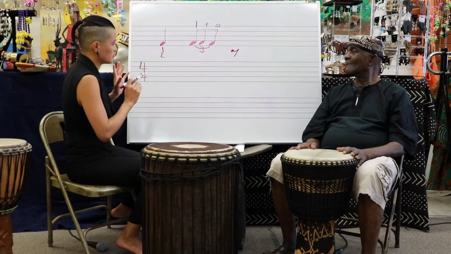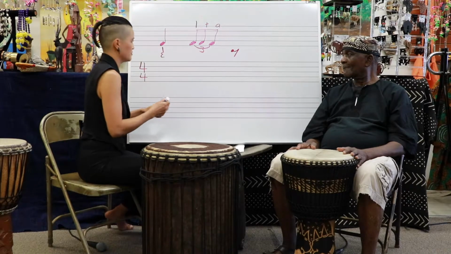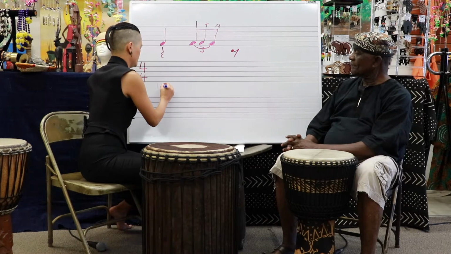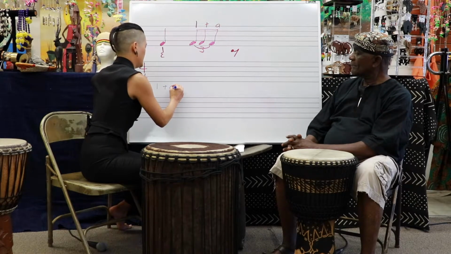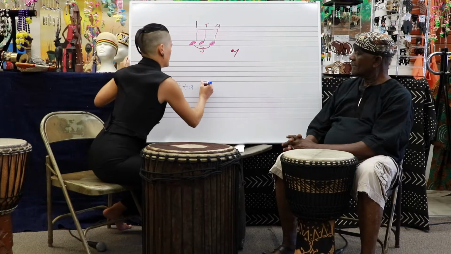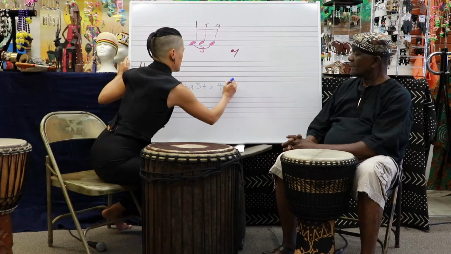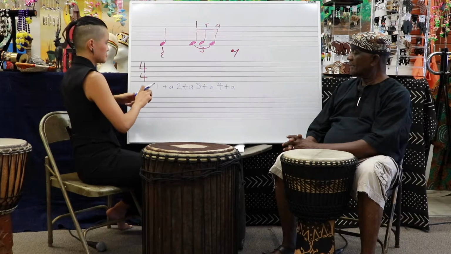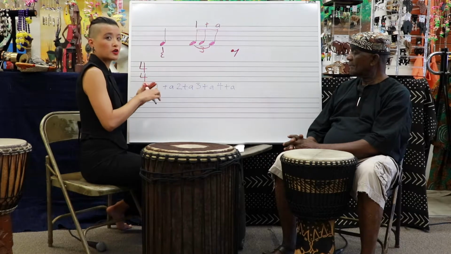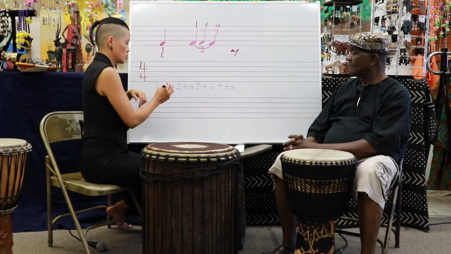I'm going to write out those counts first so that it makes a little more sense. Let's do this in a different color again. And I'll actually put the counts on the bottom. So we have 1 and a, 2 and a, 3 and a, 4 and a. Okay, your first note is just the single beat subdivision. It's a quarter note.